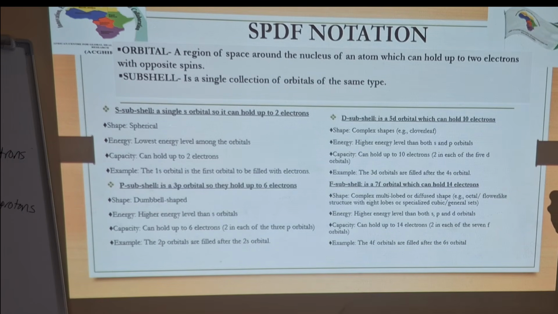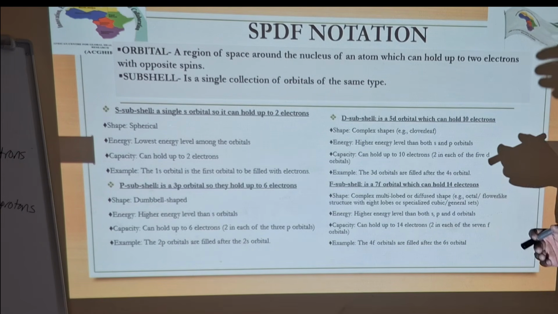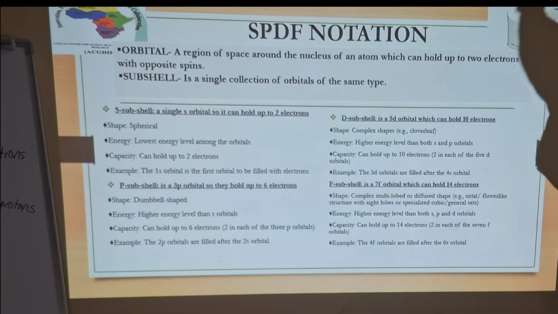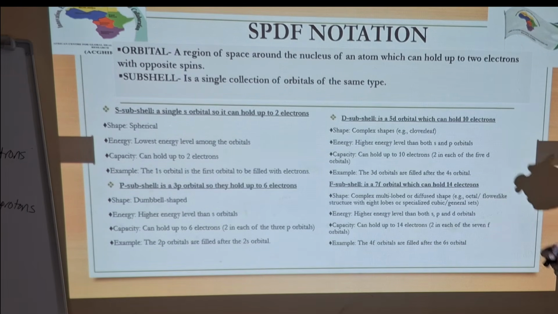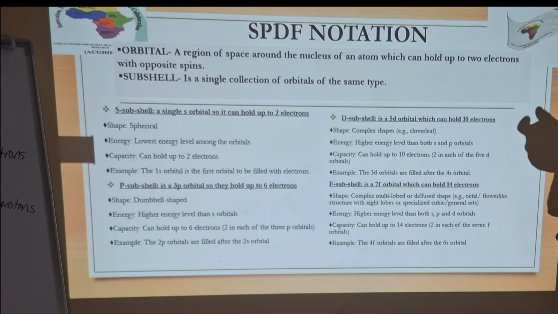We now move on to the d subshell, which has 5 d orbitals and can hold a maximum of 10 electrons. The shape is complex, for example, cloverleaf. It has a higher energy than the s and p orbitals. Its capacity is up to 10 electrons, 2 in each of the 5 d orbitals. The 3d orbitals are filled after the 4s orbitals have been filled.